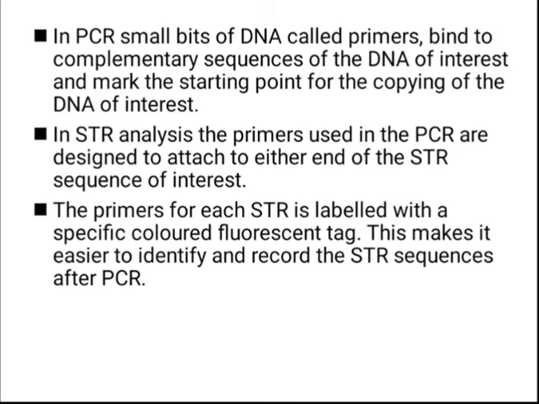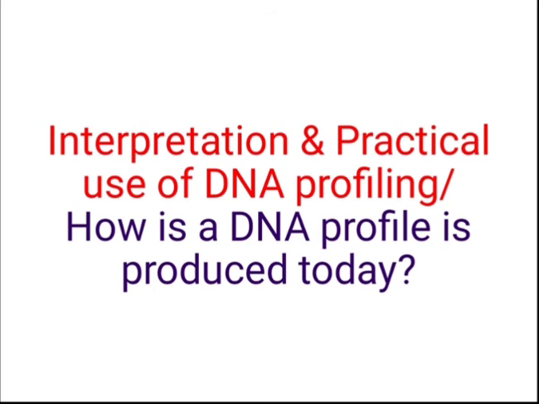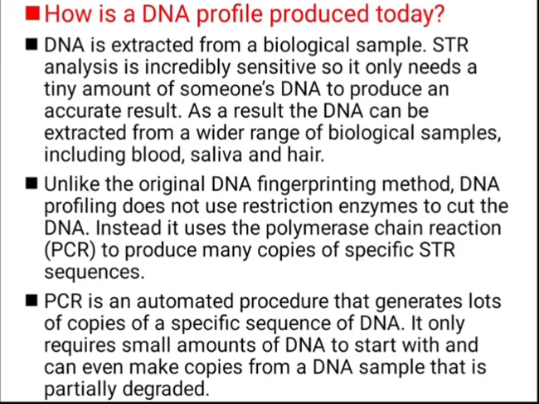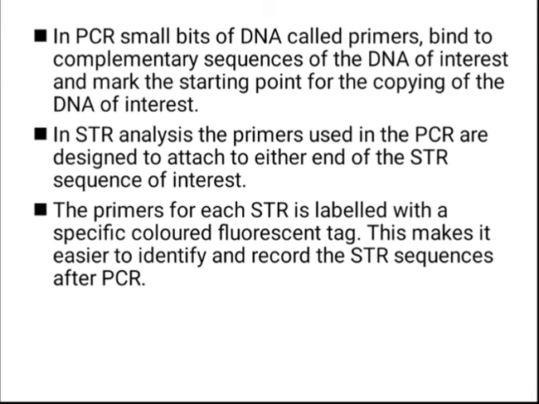And in the STR analysis, the primers used in the PCR are designed to attach to either end of the STR sequence of interest, and the primer for each STR is labeled with a specific colored fluorescent tag. So in this diagram again, see here the STR primer is labeled with the colored point, and this makes it easier to identify and record the STR sequences after PCR.